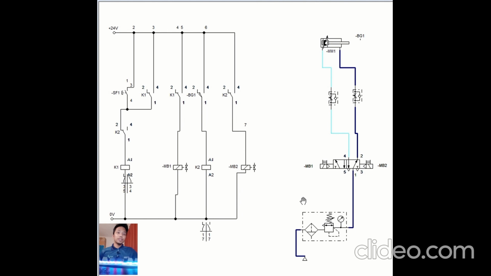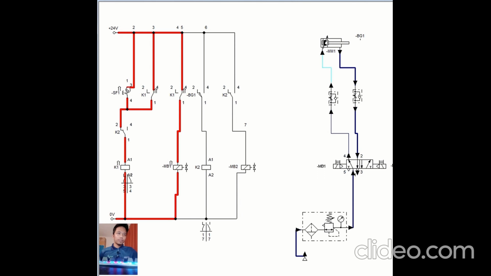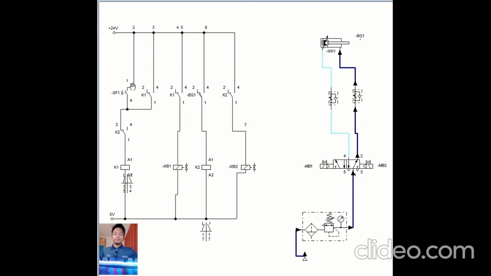So we start. I already simulated this. So if I press this button. In the initial condition, the push button is not pressed. The solenoid valve is connected to MB2. Now it is connected to MB2, and the relays are de-energized. Both K1 and K2 are de-energized. So the double acting cylinder is retracted.